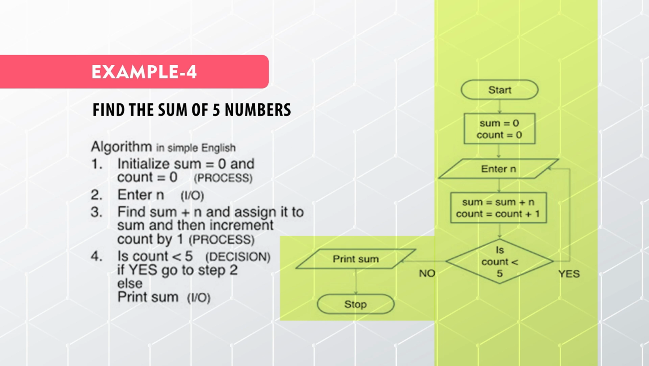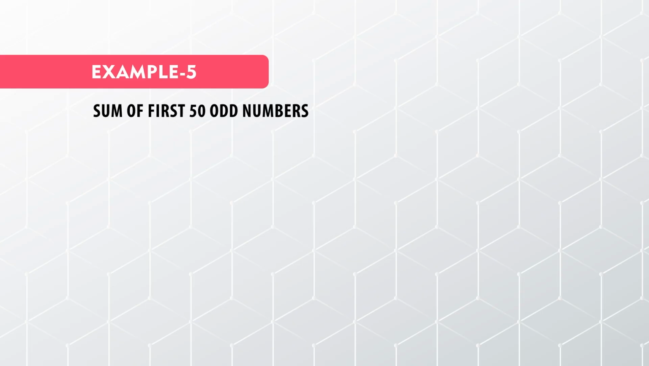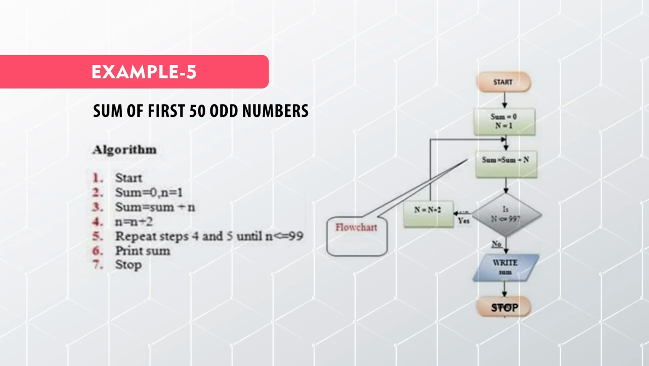Now, let us make the problem a bit more complex. Say you are supposed to find the sum of the first 50 odd numbers. So, immediately you should understand that the numbers should be less than or equal to 99, because for 50 odd numbers, the range should be from 0 to 100, and from 0 to 100, the 99th number will be the 50th odd number.